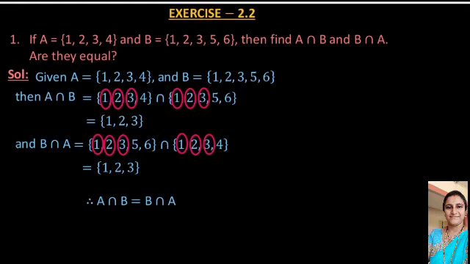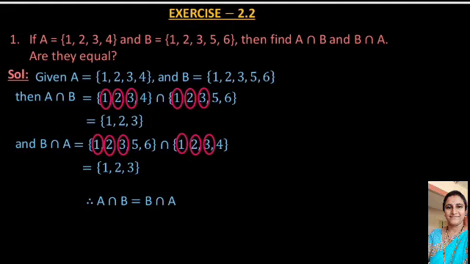If A is equal to the set {1, 2, 3, 4} and B is equal to the set {1, 2, 3, 5, 6}, then find A intersection B and B intersection A. I already explained what intersection is. Intersection means the common elements in both sets. If you observe, the common elements are 1, 2, 3. So A intersection B is equal to the set {1, 2, 3}.